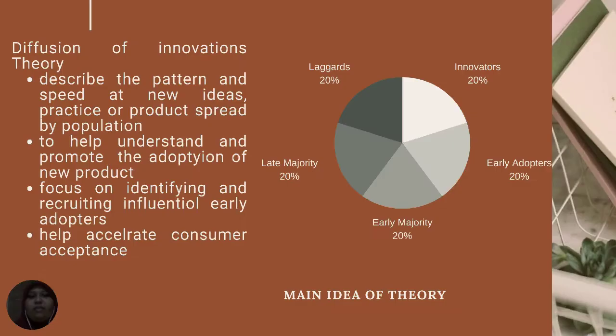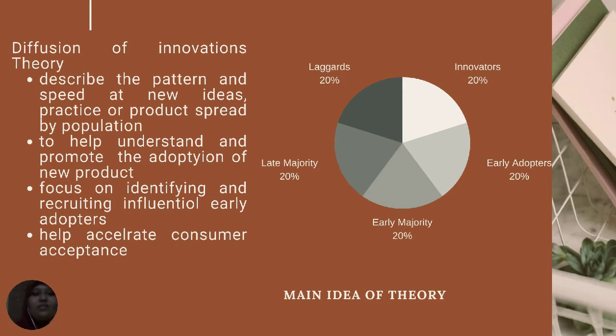We'll talk about the basic assumption. So we go first to the main idea of the theory. The main idea of the diffusion of innovation theory is, first, to describe the pattern and the speed at which a new idea, practice, or product spreads through a population. In marketing, this theory is often applied to help understand and promote the adoption of a new product.